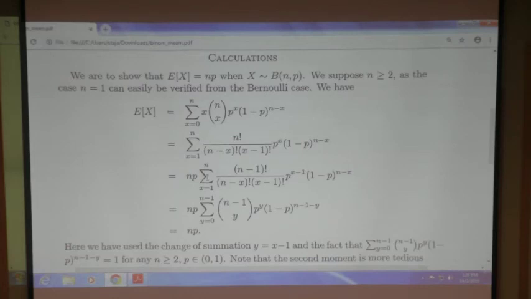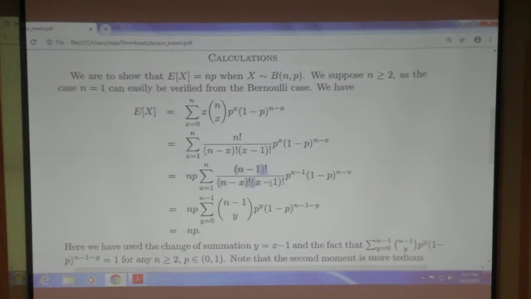So now how do I do this summation? Well, all you need to do in this summation is change the limits. I'm going from 1 to n, but if I go from 0 to n minus 1, I might be in business. So if I change the summation and set y equal to x minus 1, n minus 1 factorial remains the same, then n minus x minus 1, and x minus 1 factorial, p to the y, 1 minus p to the n minus 1 minus y.